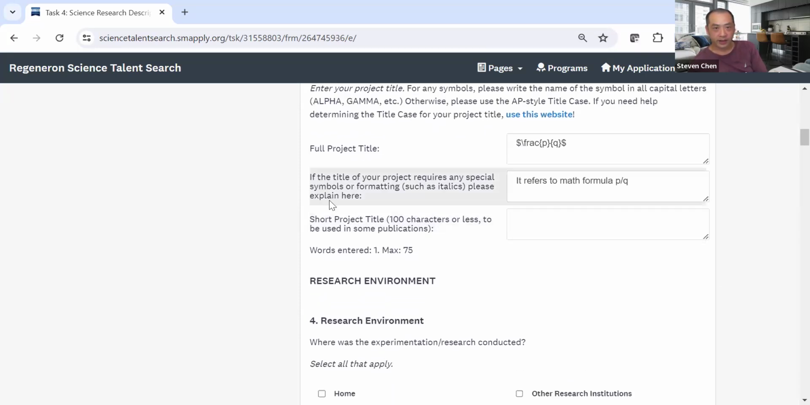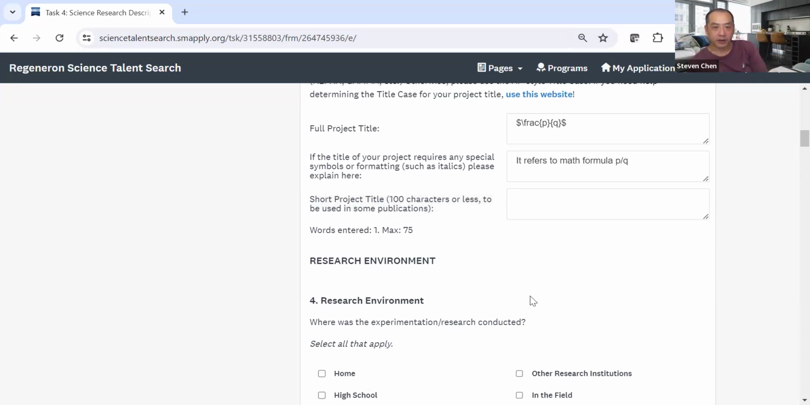And here's the thing. There are two places that you should put titles. One is a full project title, another is a short project title. Why do they ask you to enter titles twice? Sometimes the full title could be super long, but some of the people still need to compile your submissions, compile their media coverage. So sometimes you need to provide a short title. Make sure that it will not lose essential information.